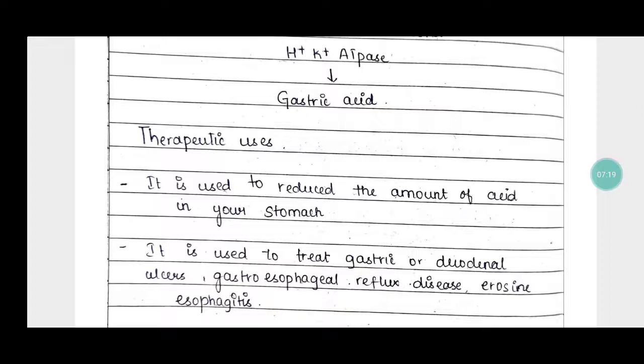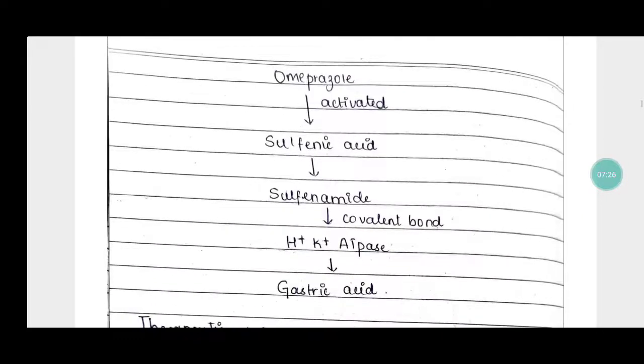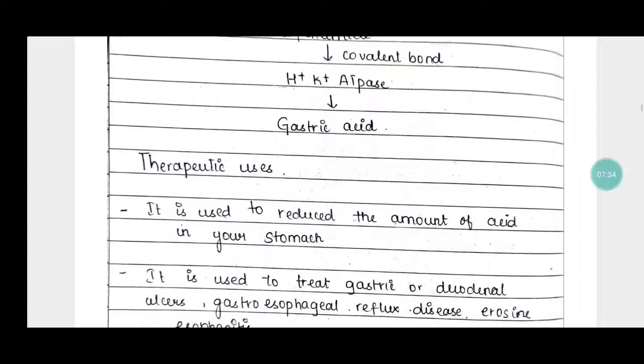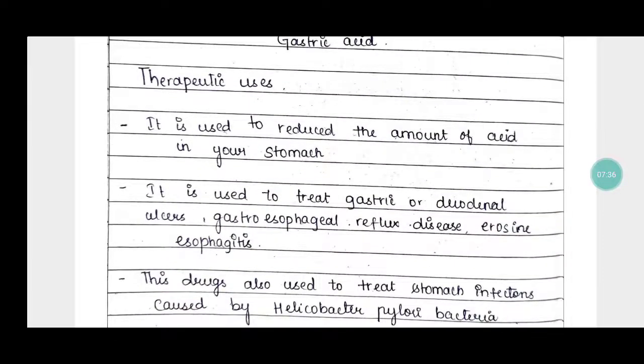If you don't want to write in paragraph form, you have to write in the simplest form. This is the simplest form. First you have to write this in block form, then you have to explain the mechanism of action for omeprazole or the proton pump inhibitor.